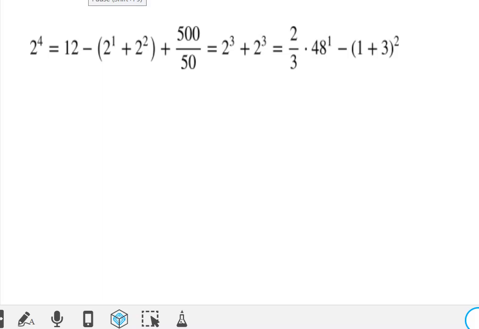Let's look at some equivalent expressions with exponents, okay? Hopefully by now we understand what an exponent means. It just means we're using this base number this many times in multiplication, right? So we have 4 2's that we're going to multiply.